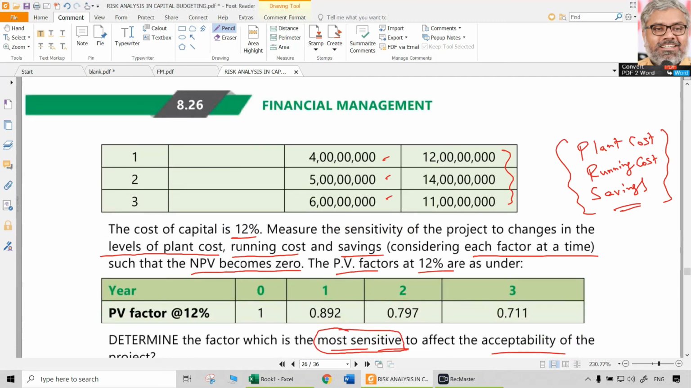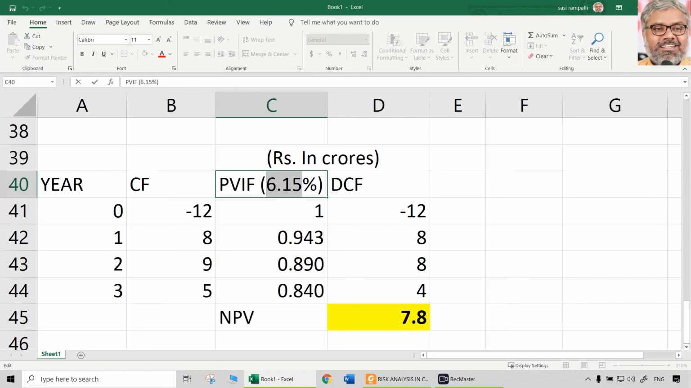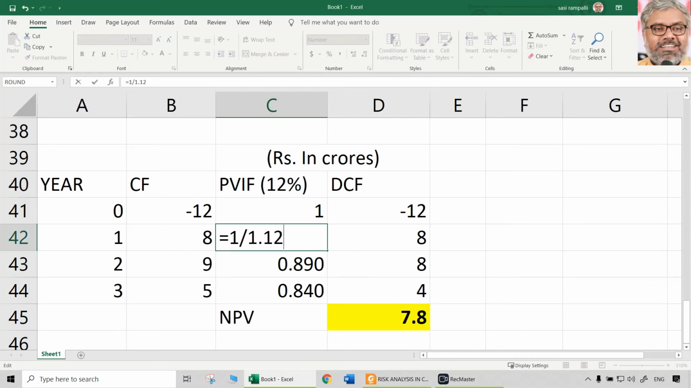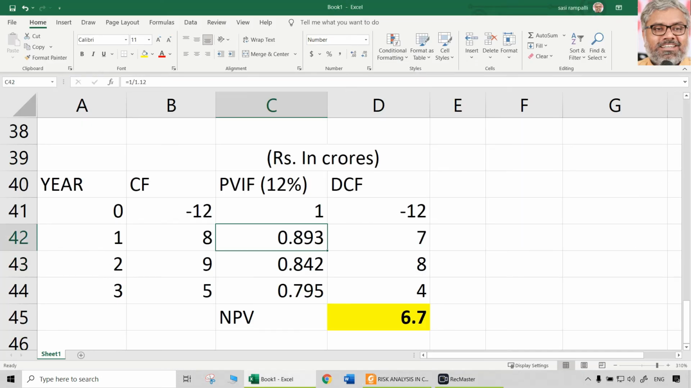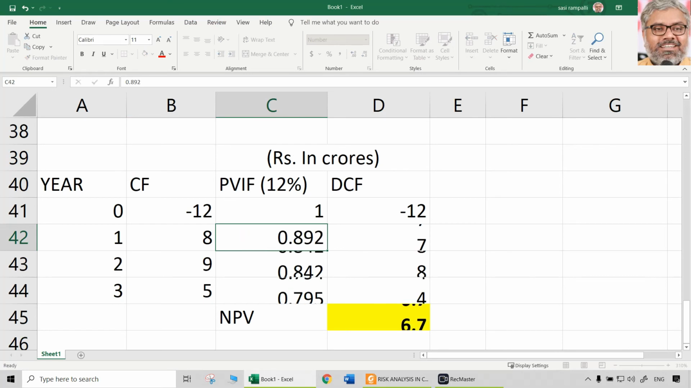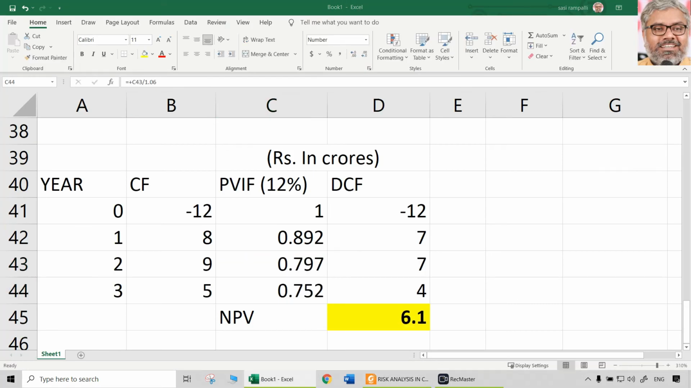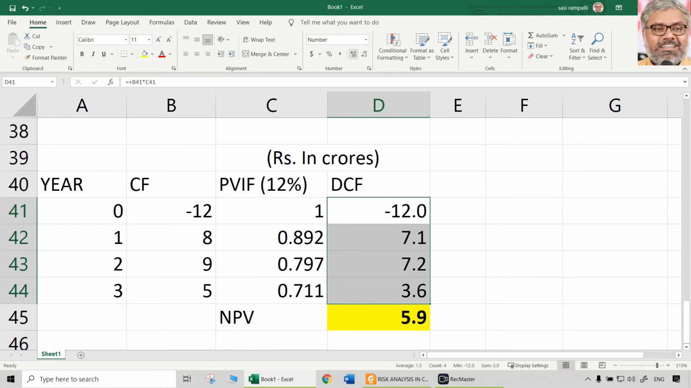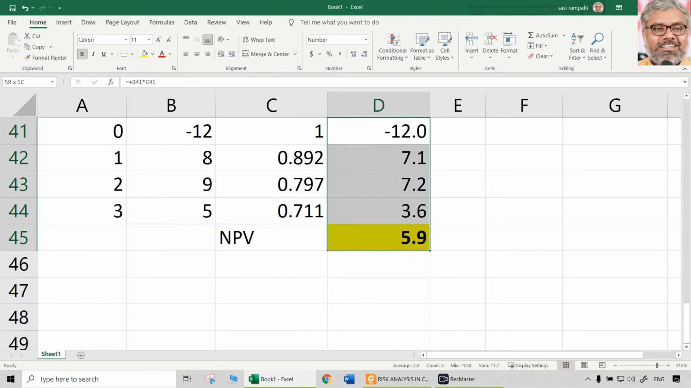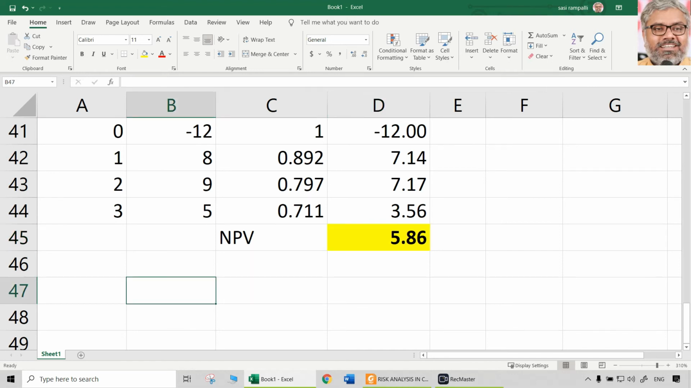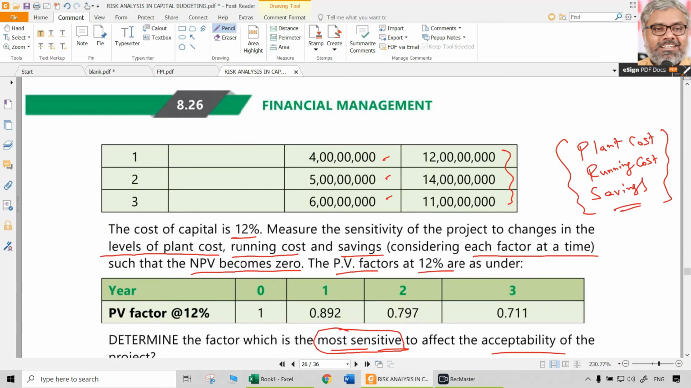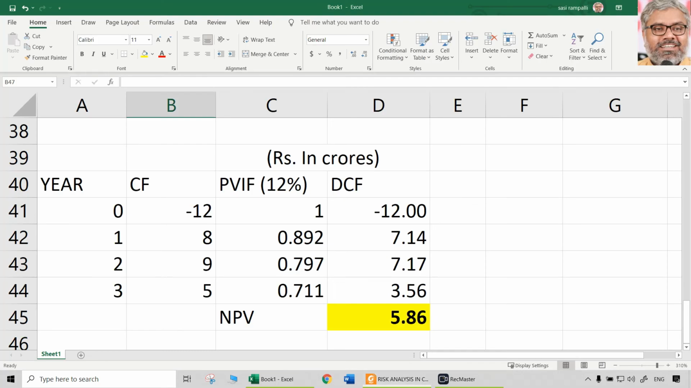Of course, PVIF here is for 12% as given in the question. And we have to calculate for 12%. That is given, let us take them as they are given. 0.892, 0.797, 0.711. That's all. So we have these cash flows, and there is a NPV of 5.86 crores. 5 crores 86 lakhs NPV, that is base case NPV. Now we don't have to change the NPV. New NPV should be 0. We have to find out if each of the factors is changed by how much percentage, NPV becomes 0.